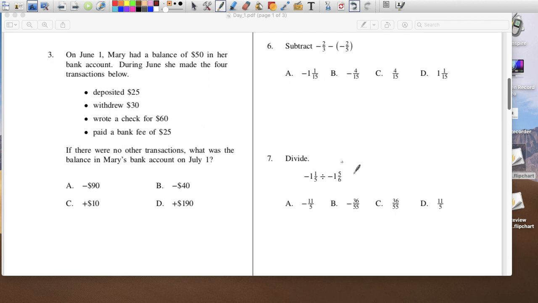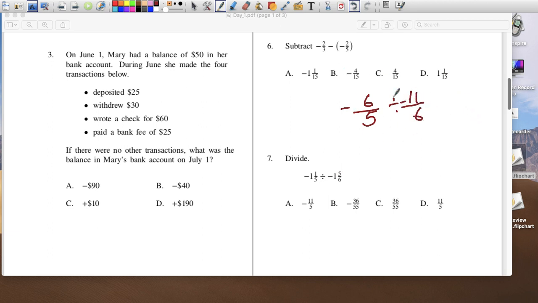Divide, and again, before you divide this, I highly suggest that you change this to an improper fraction. So 5 times 1 is 5 plus 1. So you're going to get 6 over 5, but negative, right? Don't forget the negative. Divided by, and again, 6 times 1 is 6, plus 5 is 11. 11 over 6, but negative.